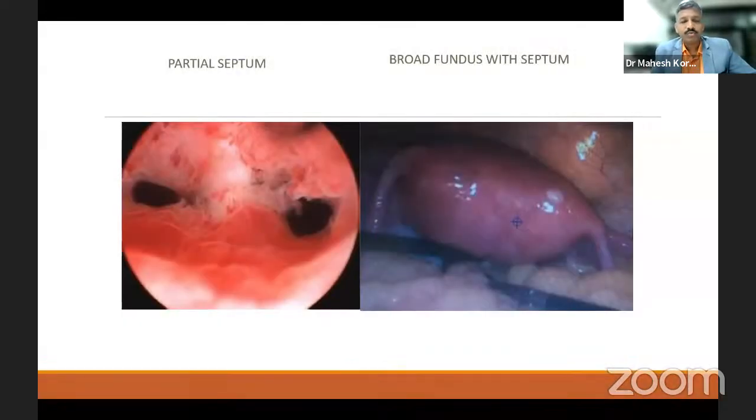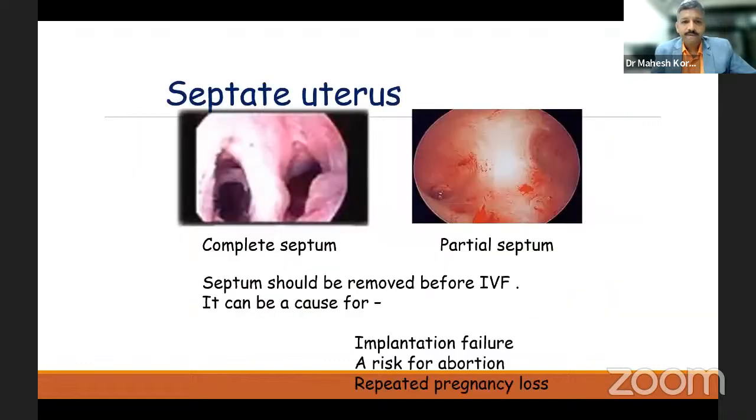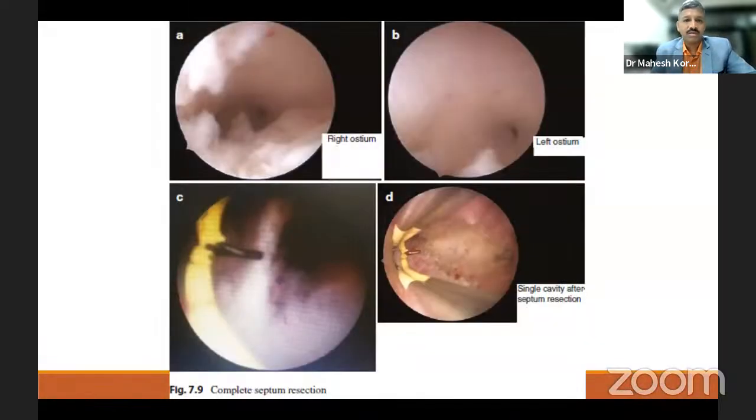Again, this is the histoscopic view of a partial septum, and it's a broad fundus with the septum. So this is a complete septum and a partial septum. So partial septum is more common than the complete septum if you are doing infertility practice. You'll see a lot of partial septum, which sometimes may not require excision, but then in case of infertility or miscarriage history, you might need partial septum resection.